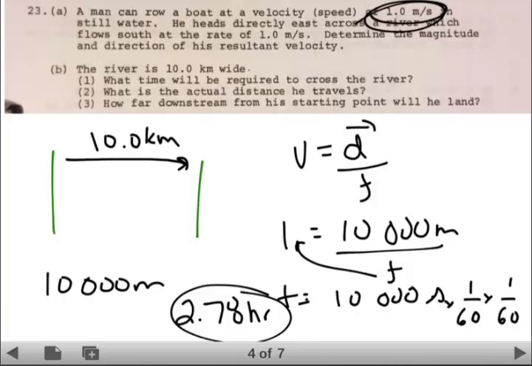Now, in the previous problem, I said you should find the distance that he travels across in order to figure out the time it takes.